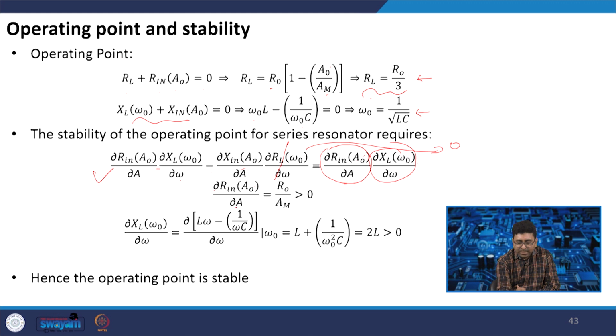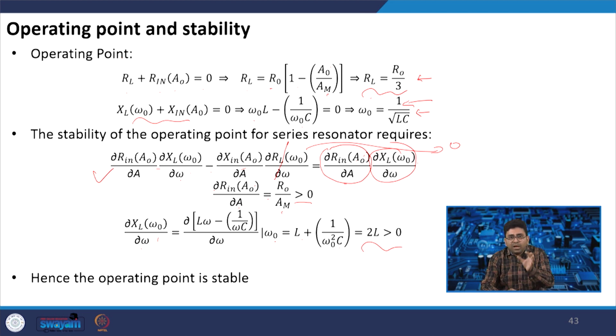So, ∂R_in/∂A at A naught is equal to R naught by 4... which is greater than 0, and ∂X_L(omega naught)/∂omega at omega naught is equal to (L plus 1/(omega naught square C)), that is also greater than 0. So, hence the operating point whatever we have defined, which is R_L equal to R naught by 3, omega naught equal to 1 by under root LC, and the amplitude that we have found out, this operating point is a stable point.